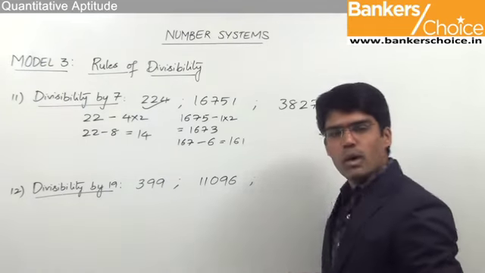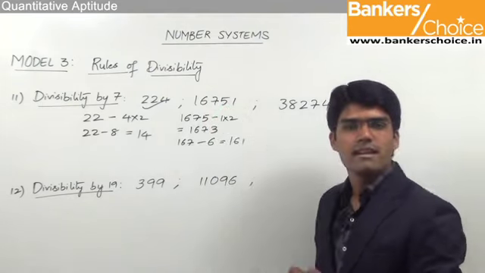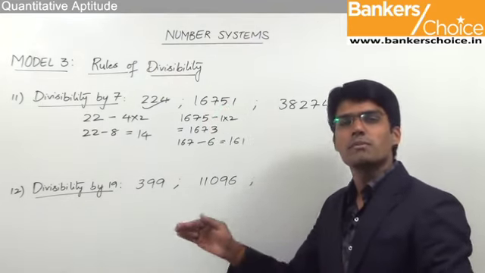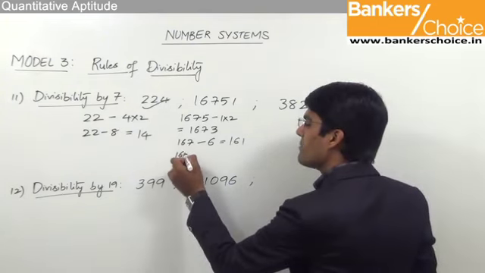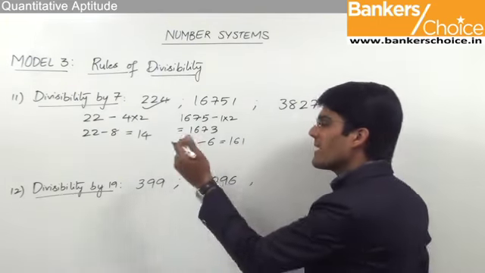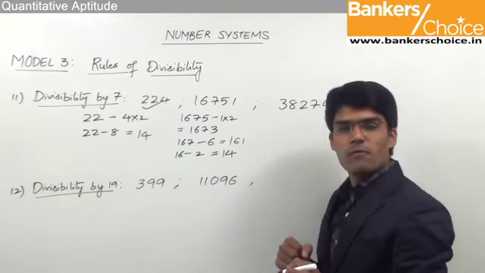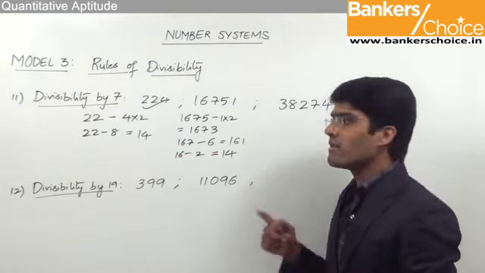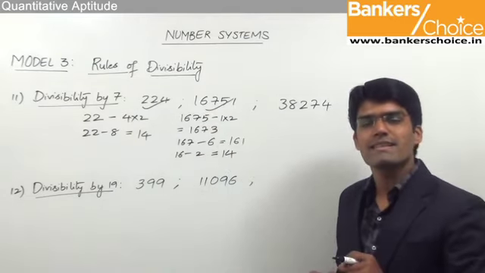After getting 161, if you are able to say whether it is divisible by 7 or not, then you can directly understand the divisibility. Otherwise, continue the procedure for one more step. So again, by separating the units place, we get 16 minus the units place multiplied with 2. 1 into 2 is 2. 16 minus 2 is 14. Now we know that 14 is divisible by 7. So we can say that 16751 is also divisible by 7. So that's how it is.